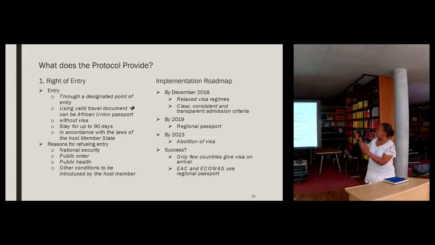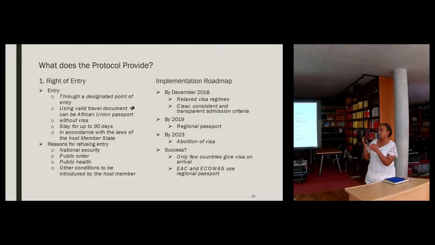The protocol also has a roadmap for implementation, which was adopted by the states. So by December 2018, to have relaxed visa regimes and have clear, consistent, and transparent admission criteria. I just selected a few of those targets. And by 2019, to have a regional passport. By 2023, complete abolition of visas for travelers within Africa.